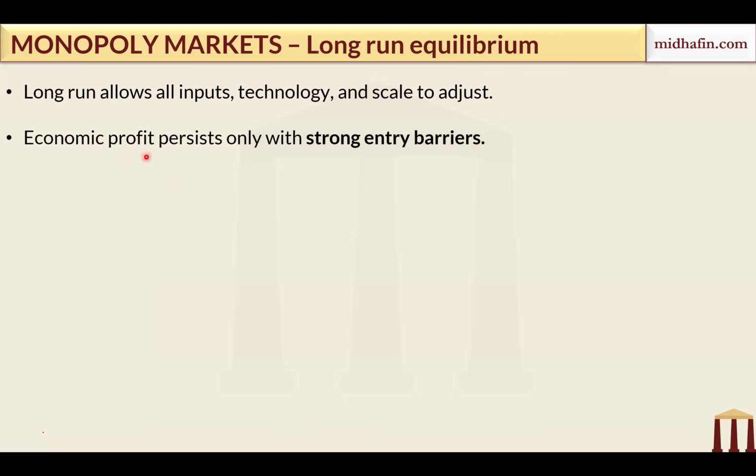Now, economic profit will persist only with strong entry barriers. We have seen what happens in perfectly competitive markets. All the long run economic profits actually disappear because new firms are entering the market. But in monopoly, the firm will keep earning economic profit because of strong entry barriers. Suppose entry barriers reduce, then even for the monopolist, economic profits will start to decrease and gradually disappear.